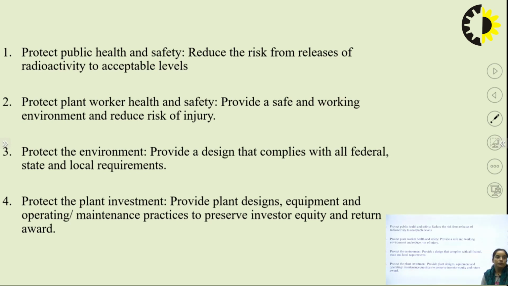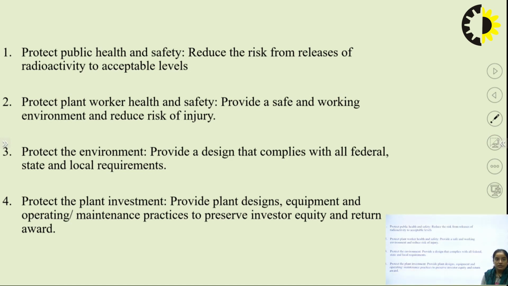So the first point is to protect public health and safety. The first priority is ensuring public health and safety, so we need to reduce the risk from releases of radioactivity to an acceptable level. We need to take care of the nuclear waste until its decay reaches a safe level, which will reduce the risk from the radioactivity.